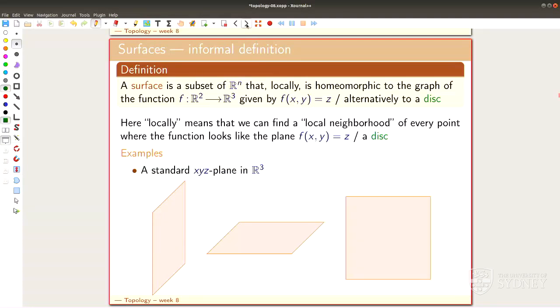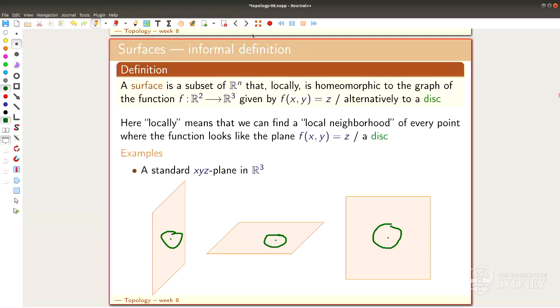And it actually doesn't really matter how it looks like. Here's another one. Here's another one. So they're all surfaces. So a plane is a surface. That's good news, I guess. Because obviously a plane is a two-dimensional object. And this should be a generalization of the notion of a disk or a plane.